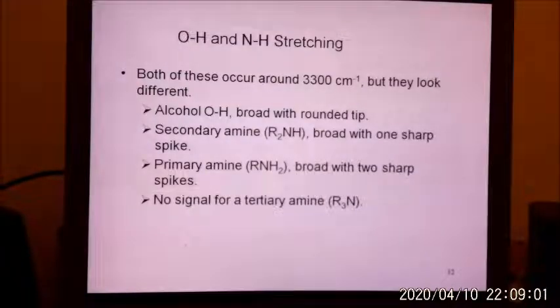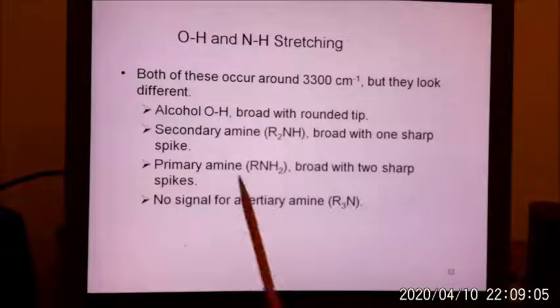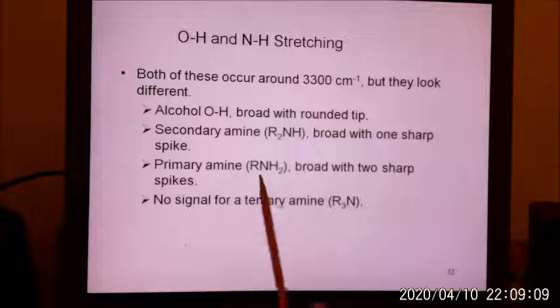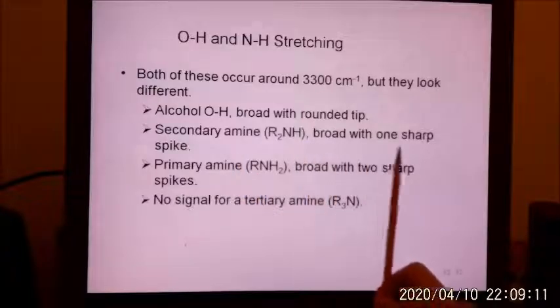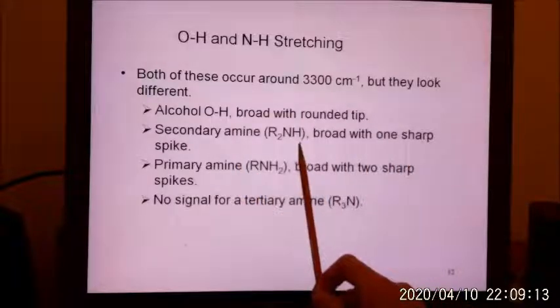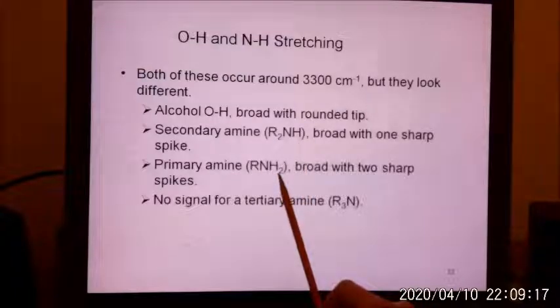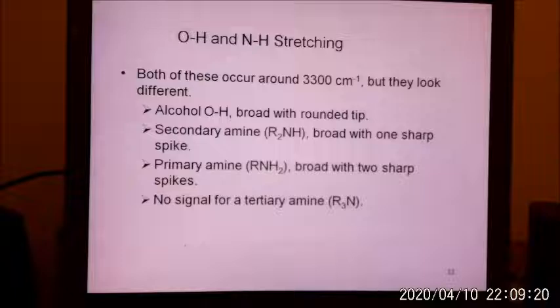Okay, so we were talking about OH and NH stretches. And with the OH stretches, you have a broad rounded tip. If I have NH, it's broad, and the sharp spikes have to do with whether I have one hydrogen, one sharp spike, or two hydrogens, two sharp spikes. If I have no hydrogens attached to the nitrogen, you won't see it because there's no NH stretches.